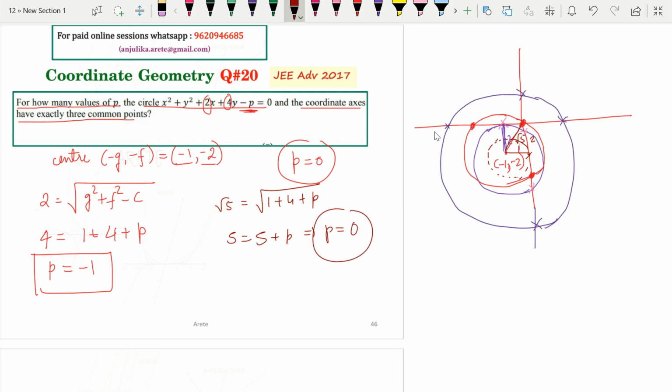We can do it with formulas, but while drawing itself, it is very clear that you can have only two values of p. So that is your answer, two values of p.